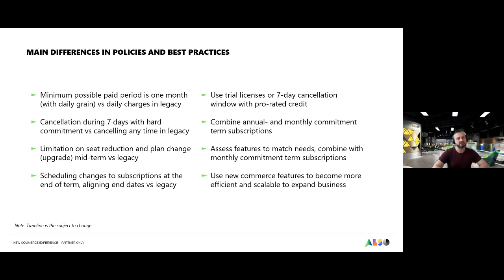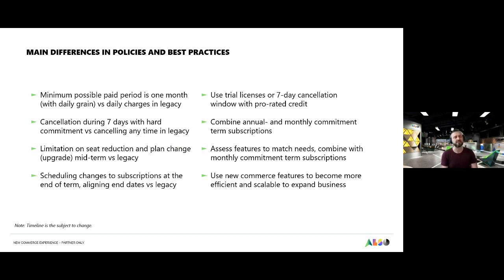The cancellation is probably the thing that you have to acknowledge: you can cancel anytime in legacy. There is no cancellation fee. There is no lock for the subscription. In new commerce, there is a 7-day cancellation window, and then you will be locked. So a combination of different commitment terms and billing frequencies will help you to find the right combination to serve the customer so that the price will not go super high on monthly term subscriptions, as they are 20% more expensive, and you will still have some flexibility for your customer.